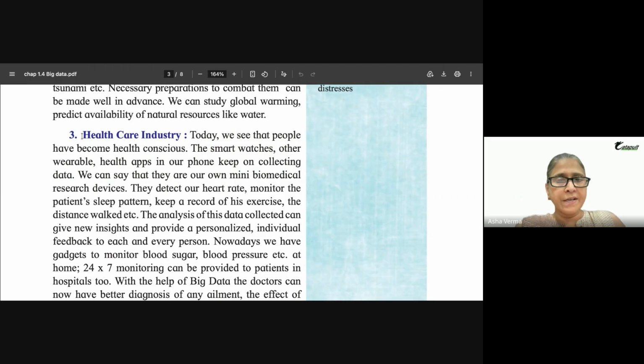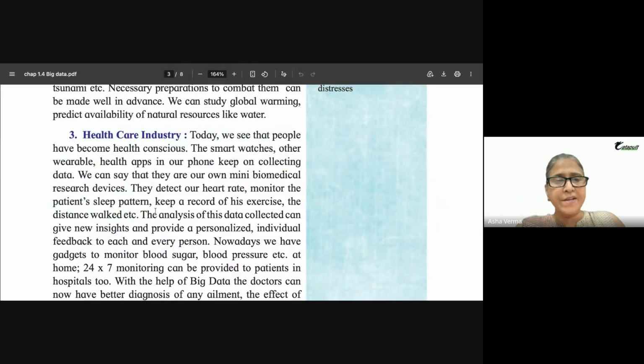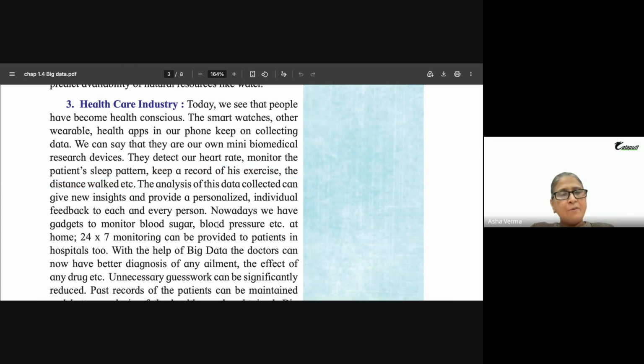So, these apps and gadgets are tracking your sleep, your heart rate, and they keep a record of the exercise, the distance you have walked. The analysis of this data collected can give new insights and provide personalized individual feedback to each and every person. Nowadays, we have gadgets to monitor blood sugar, blood pressure at home. 24/7 monitoring can be provided to patients in hospitals also.